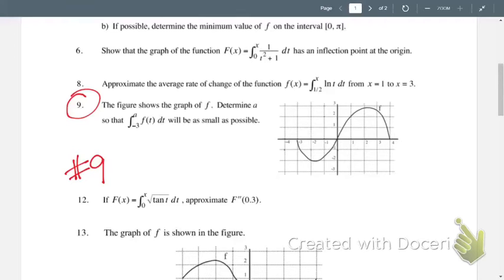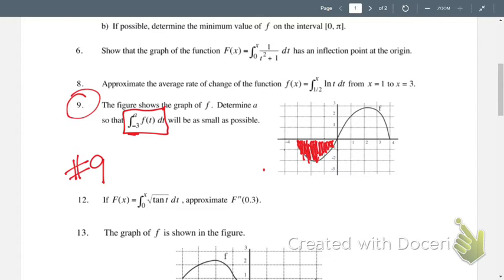Okay, number 9. You have to know that this is an accumulation of area starting at -3. So if I start collecting area right here, and I go across, we're talking about the area forming. But all of this area so far is negative. So that is a negative number, more negative, more negative, more negative, more negative.